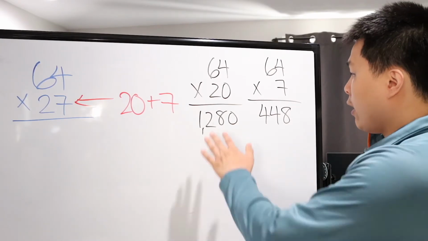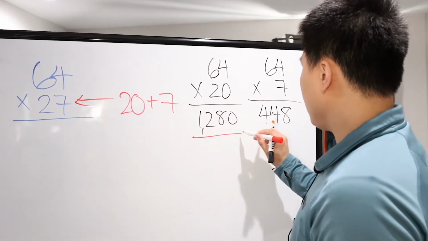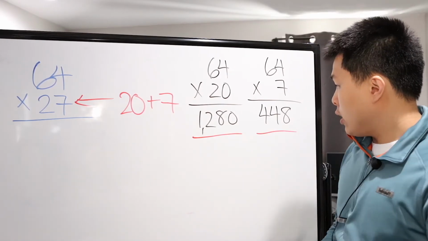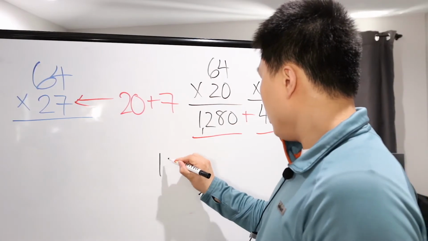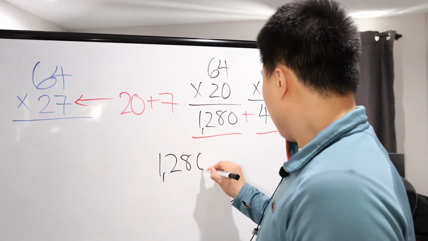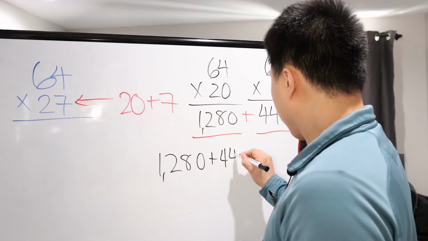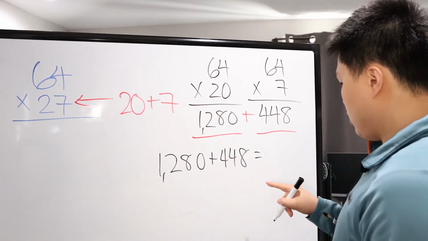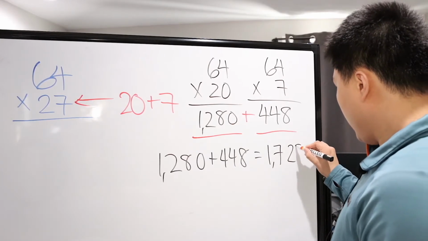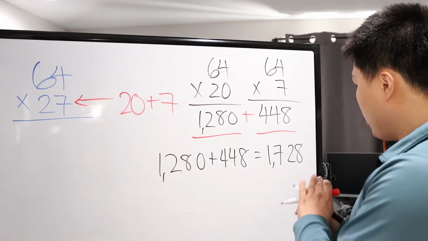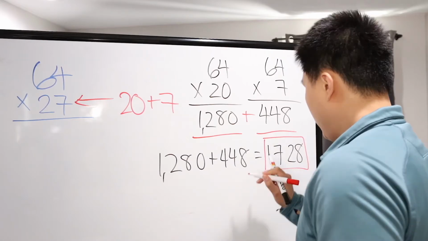All right. So now we have the 1280 and we have the 448, and we're going to add them together. 1,280 plus 448 is 1,728, I believe. So double check my math. I believe this is the final answer.